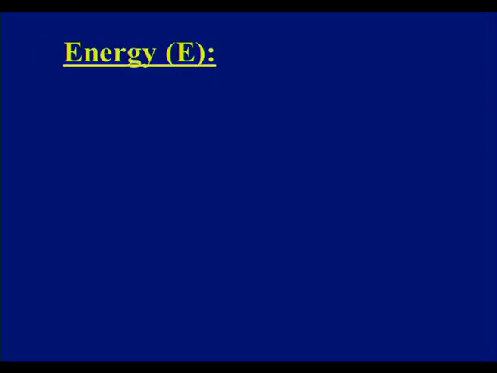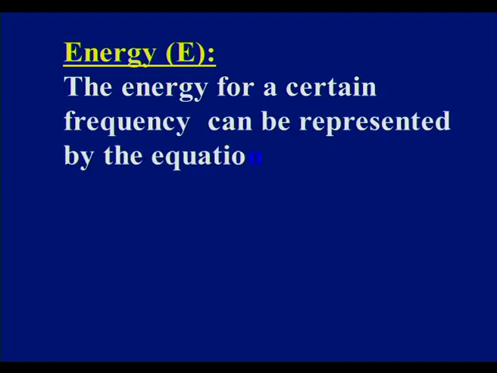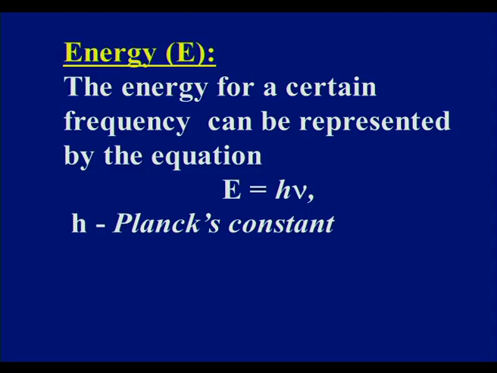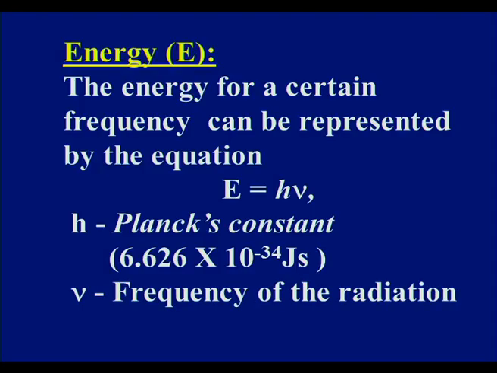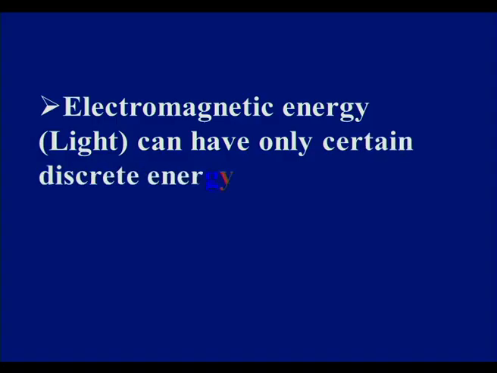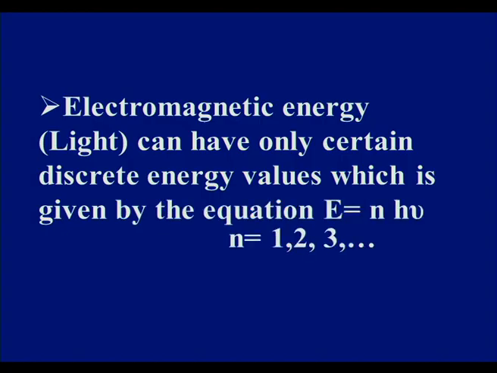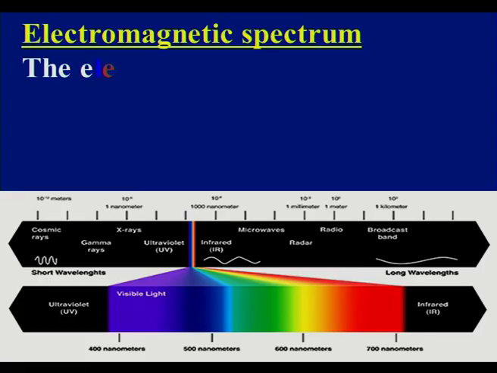And another one is energy. The energy of a certain frequency can be represented by the equation E = hν. Here E stands for energy, h stands for Planck's constant, whose value is 6.626 × 10^-34 joule-seconds, and ν indicates the frequency of radiation. Electromagnetic energy, that is nothing but light, can have only certain discrete energy values, which is given by the equation E = nhν, where n is equal to 1, 2, 3.